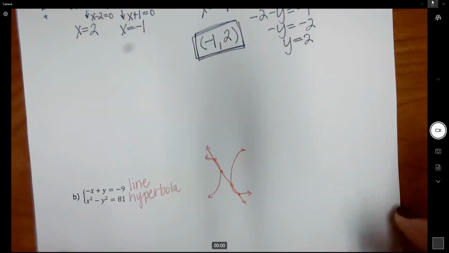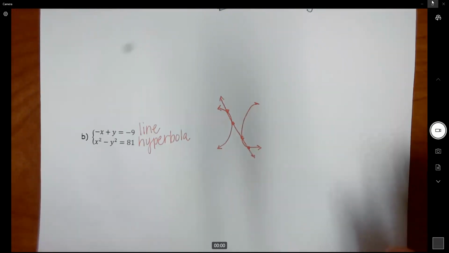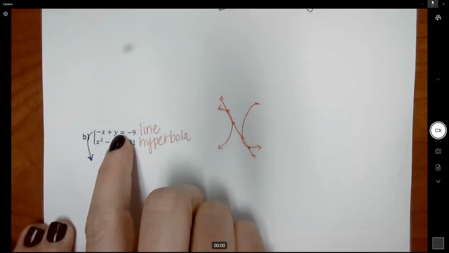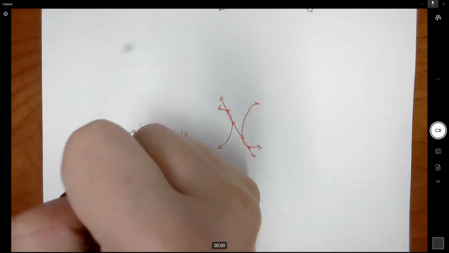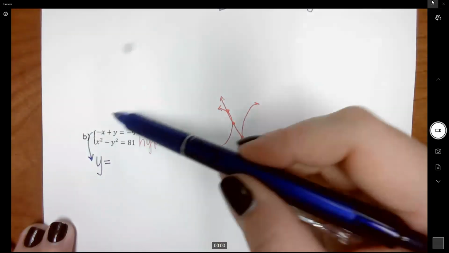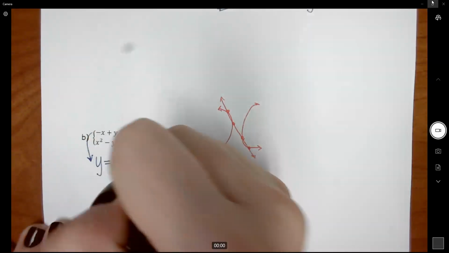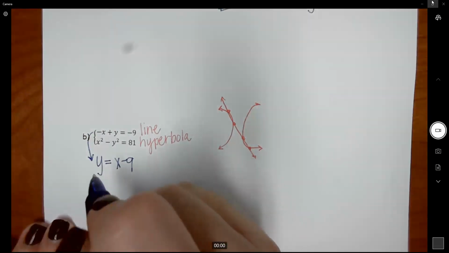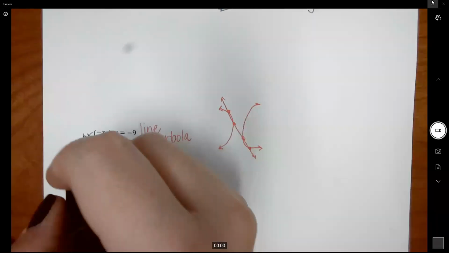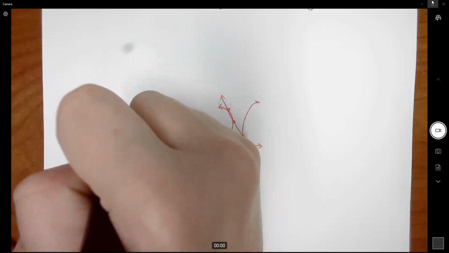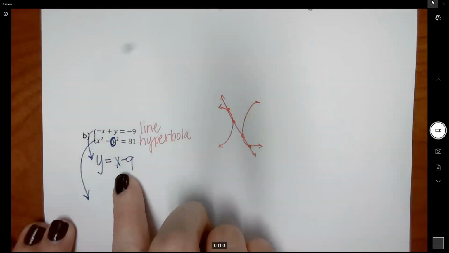So because I cannot use elimination, we have to use substitution. This one here has a positive coefficient, so I'm going to solve for this y here. If I solve for this y, that is y equals, add your x over, x minus 9. So now that I have solved the top one for y, I'm going to substitute that into the bottom one. In place of this y, I am replacing it with x minus 9.